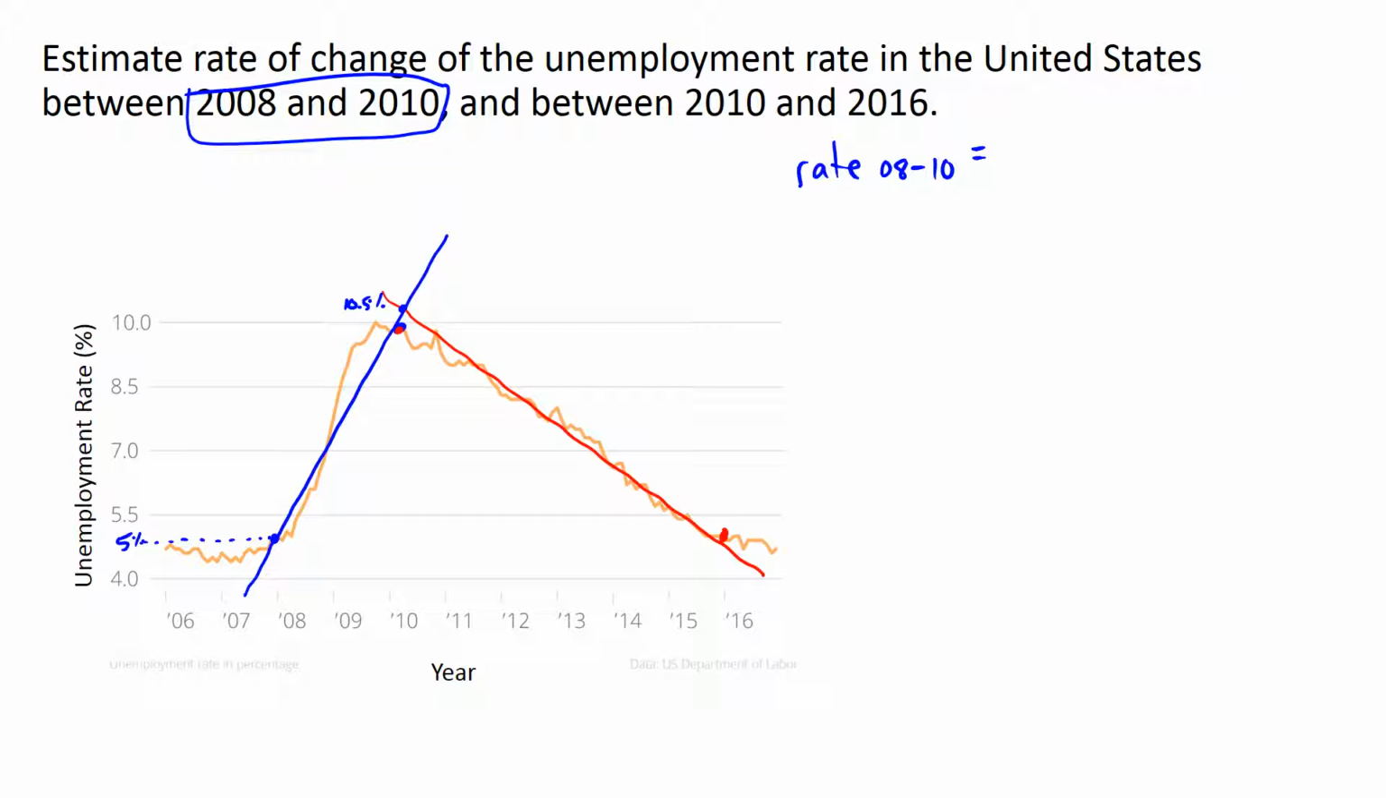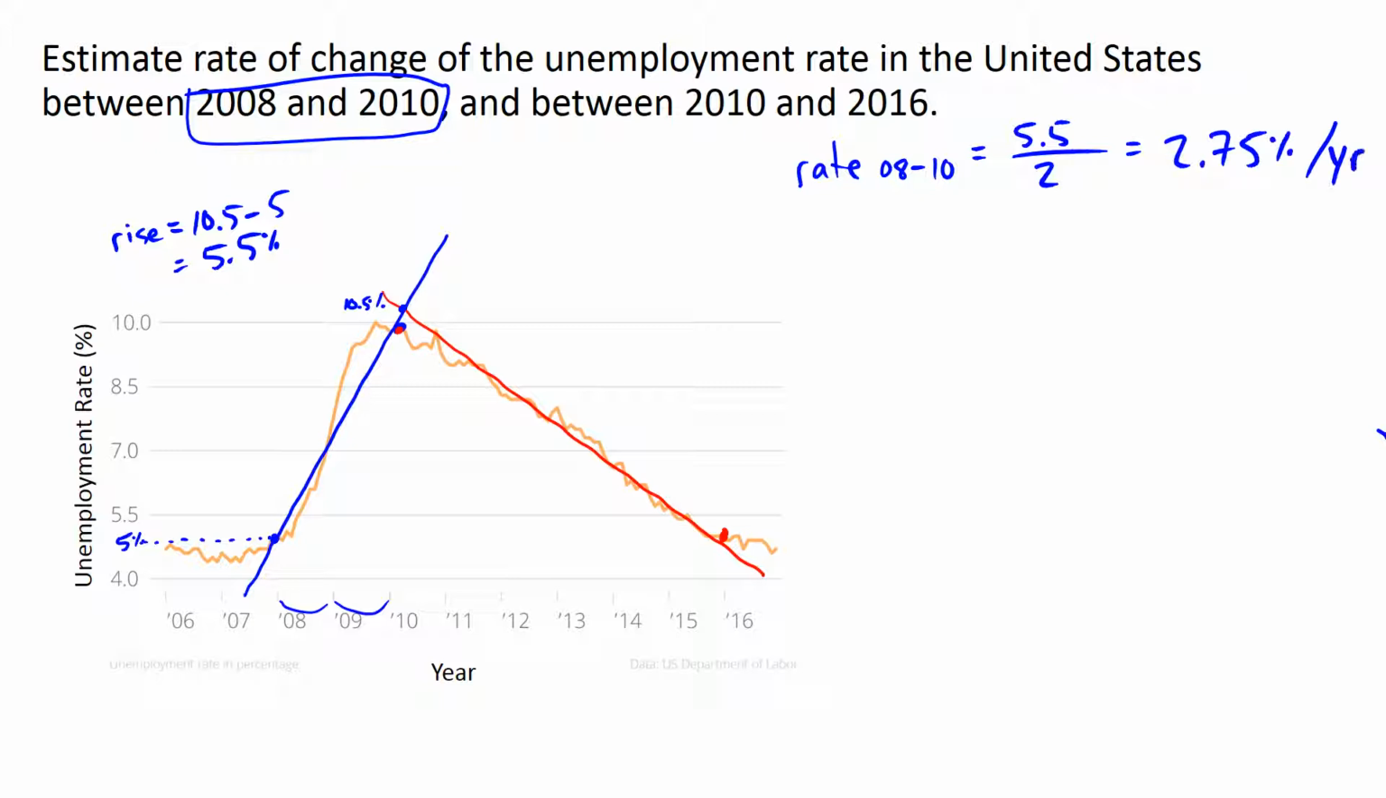Let me write that over here in blue. My rise is going to be 10.5 minus 5, which is 5.5%. So it's a 5.5% increase over that amount. That's my rise, and my run is the years between 2008 and 2010, which is 2 years, 1, 2. So 5.5% over 2 years. So the employment rate increased by about 2.75% per year during that stretch.